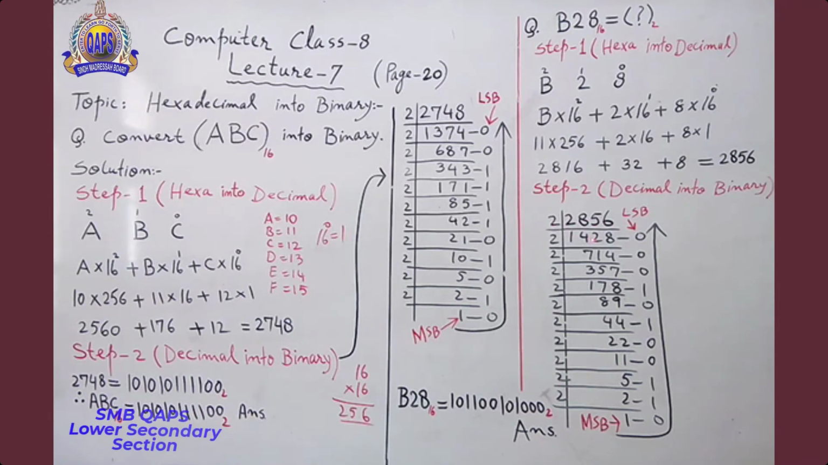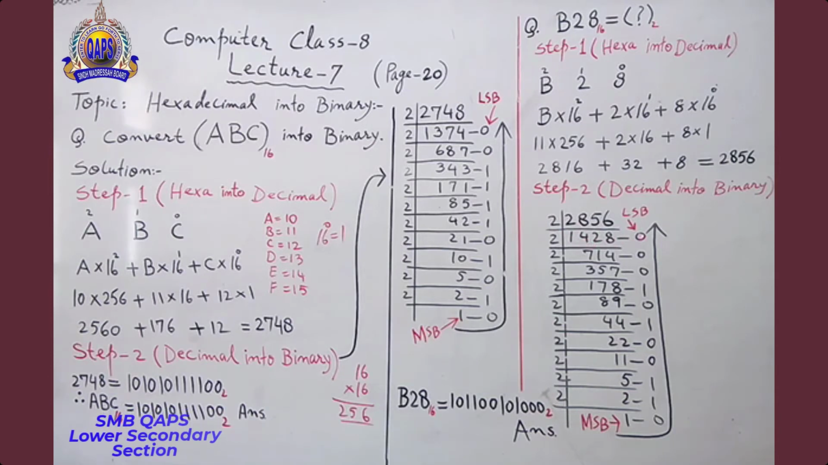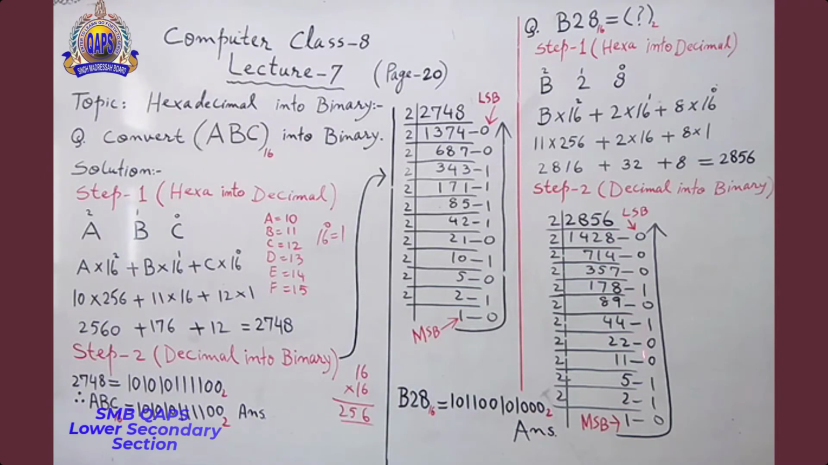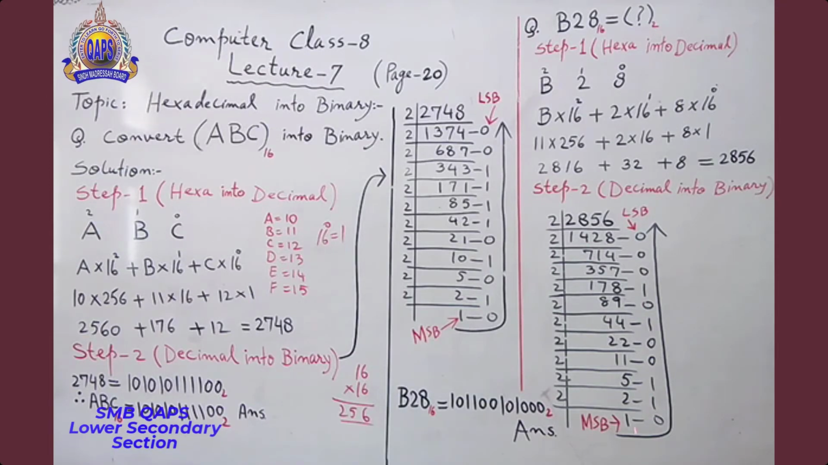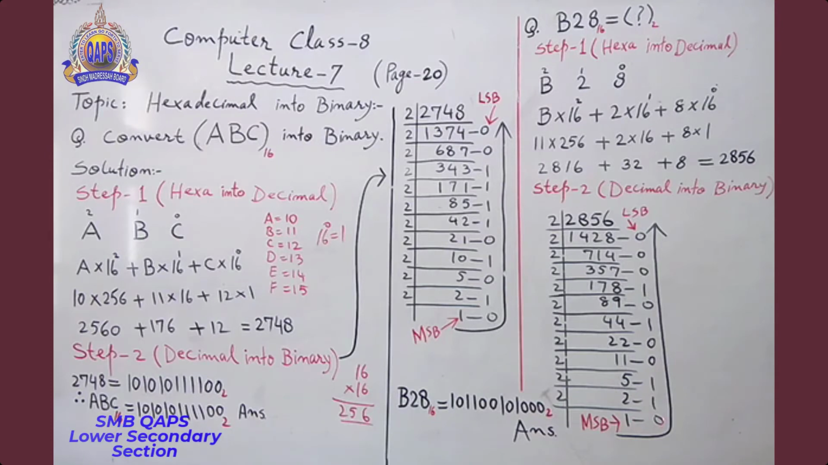2856 divided by 2. This is the answer, left 0. Again divide by 2. This is the answer, left 0. Again by 2. This is the answer, left 0. In the same way, the answer will be 1 0 1 1 0 0 1 0 1 0 0 0. I wrote the answer over here.